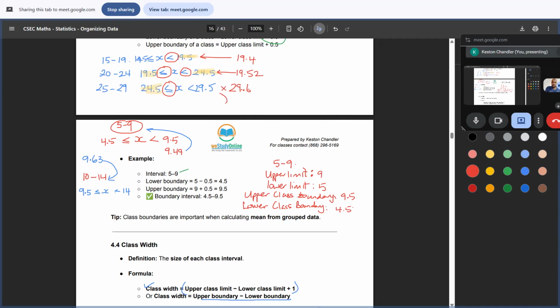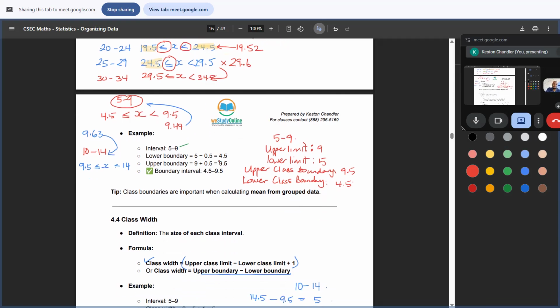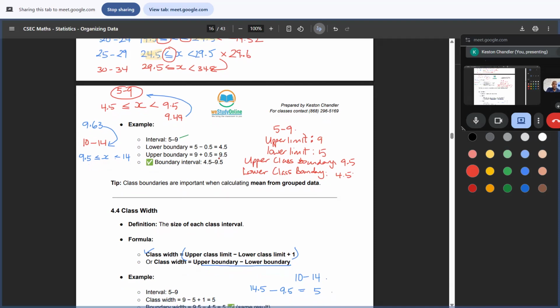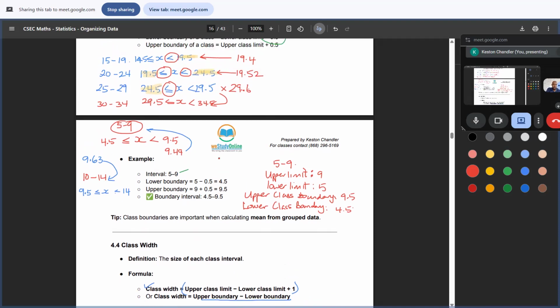29.6 does not belong inside of this class. It will have to go to the class below, which will be the 30 to 34 class, because this is now 29.5 or more, but less than 34.5. Everybody understand that? Well, thumbs up. Anybody who does not understand, just give me a thumbs down.